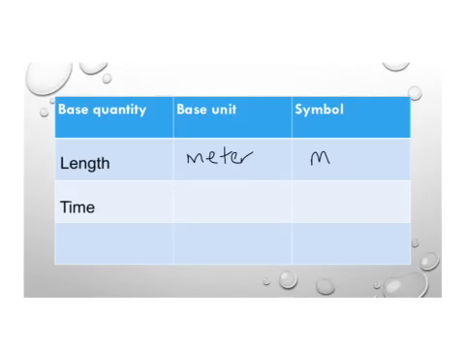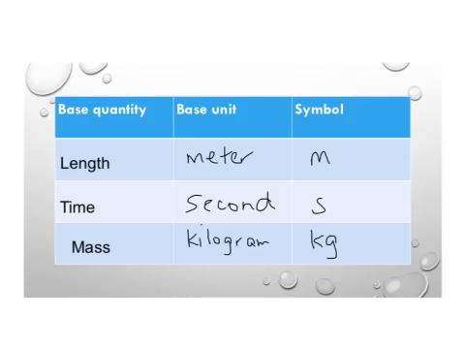The second base quantity is time. The base unit for time is the second. And the symbol for the second is a lowercase s. And the third base quantity is mass. The base unit for mass is the kilogram. And the symbol for that is lowercase k, lowercase g.